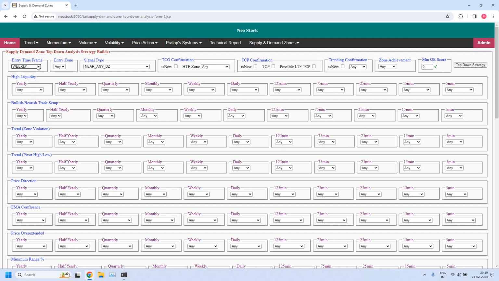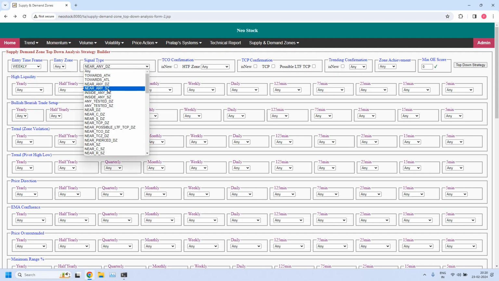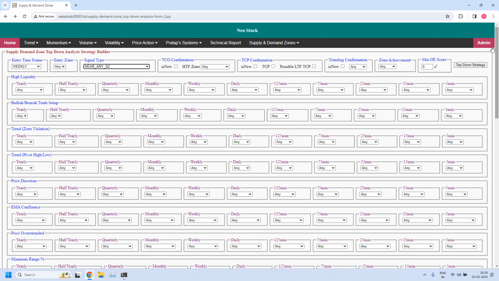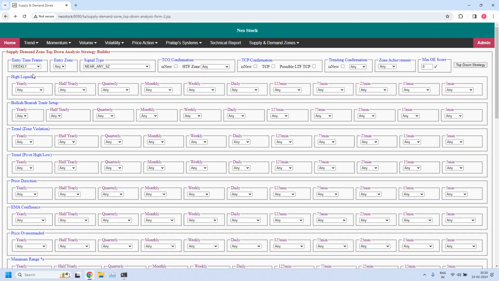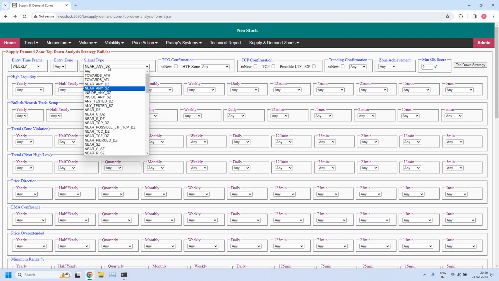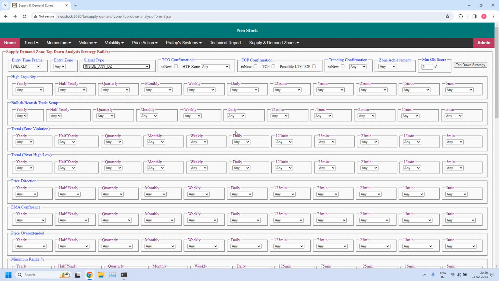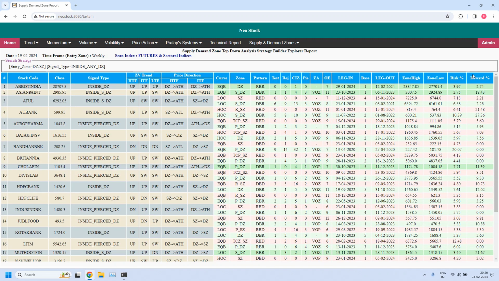For weekly time frame, let us find the stocks near weekly supply zone. So these 3 stocks are near to the weekly supply zone. So let me go back. For weekly time frame, let us find the stocks where price closed in weekly demand zone, inside the weekly demand zone. So this is the filtered list.